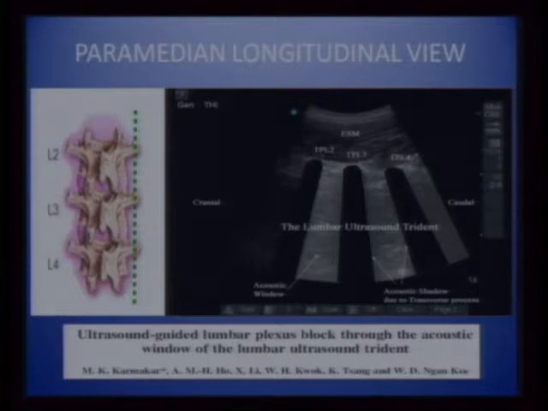And if you come lower down, you will have the peritoneum there, and beneath that, the intraperitoneal structures. So Manoj Karmakar has likened these three acoustic shadows to a lumbar ultrasound trident. If you go back to the trident that Lord Shiva uses, or the trident, if you are alluding to Greek literature, of Poseidon.